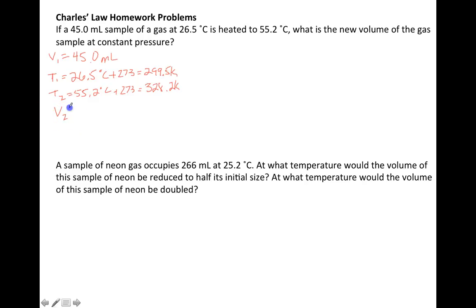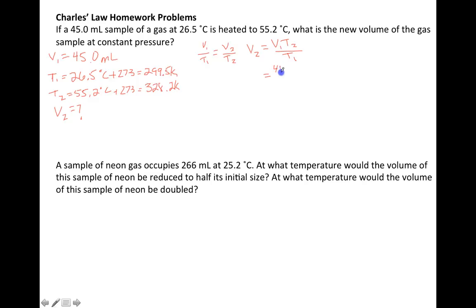Okay, so V2 is my unknown, and again I'm going to use V1 over T1 is equal to V2 over T2, and I want to isolate V2. So V2 is going to be my isolated variable. I'm going to be cross multiplying. So I know that the V1 and the T2 are going to be on top. And when I cross multiply here and divide by T1, I'll have T1 on the bottom over here. So now I can just plug in my variables.